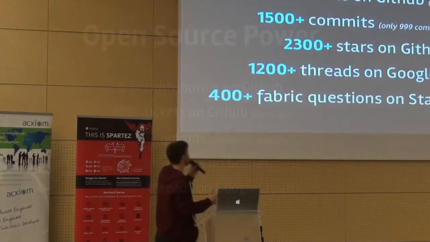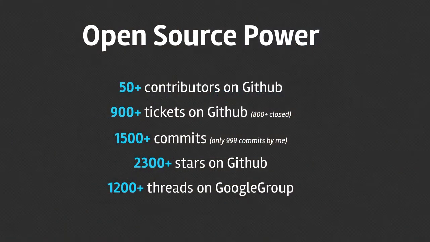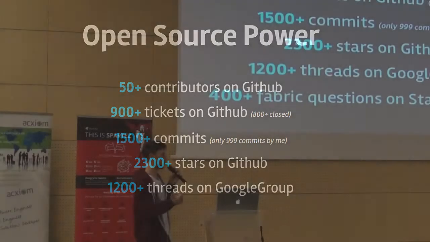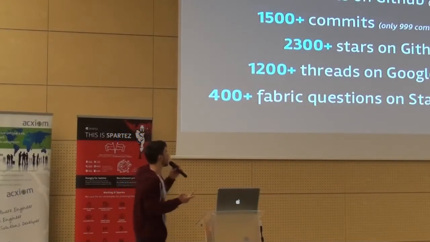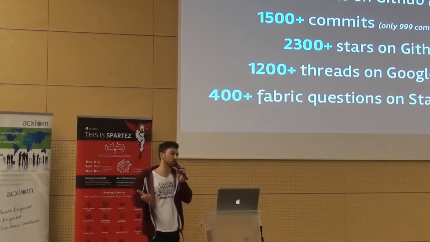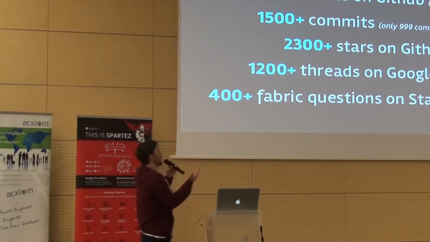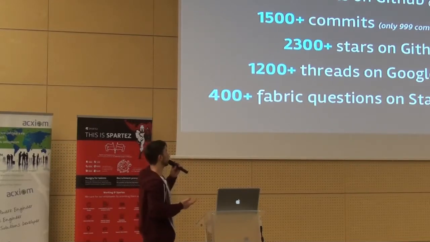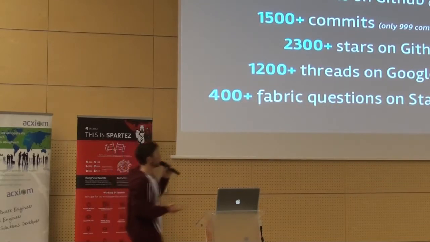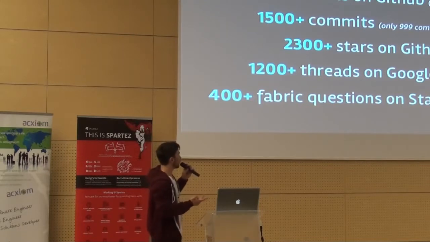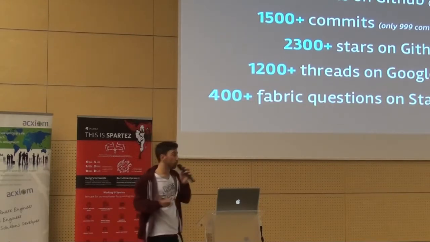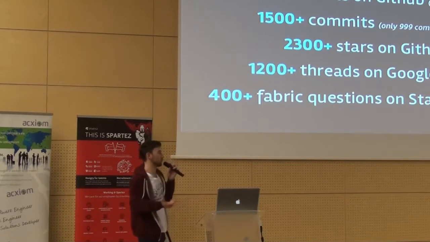So before I wrap this up, I just want to say that open source rocks. Back when I created Fabric for our startup, which is closed, no one really believed me, and no one really thought that this is a good idea. And yet, over 3 years, we have more than 50 contributors on GitHub. We have almost 1,000 tickets. Most of them are closed, of course. We have more than 1,500 commits. A lot of people following us on GitHub, a lot of discussion going on in Google Group, and even more questions popping up on Stack Overflow.